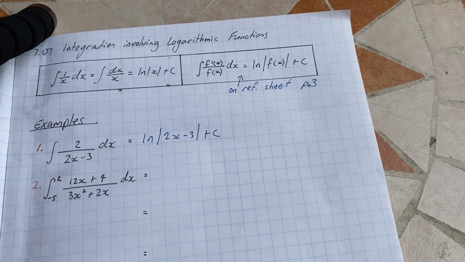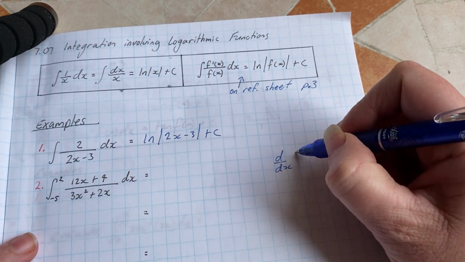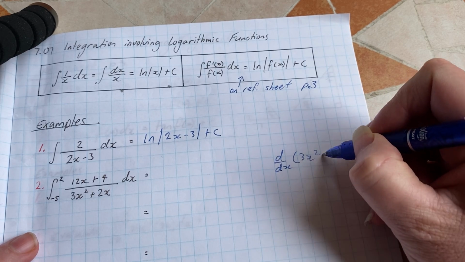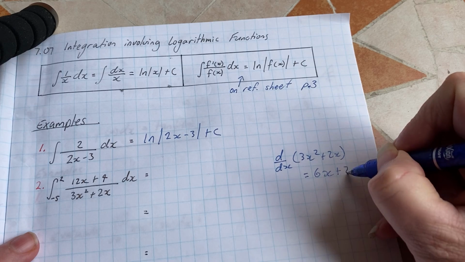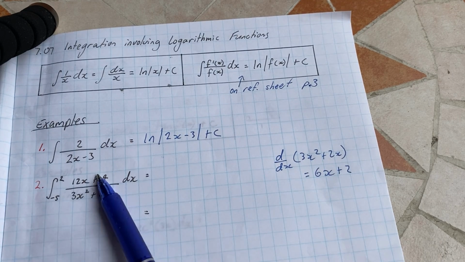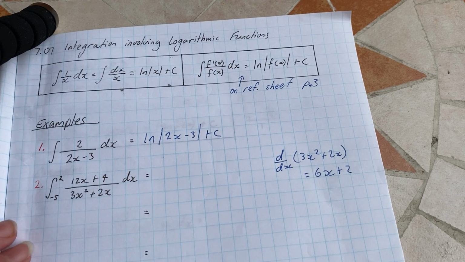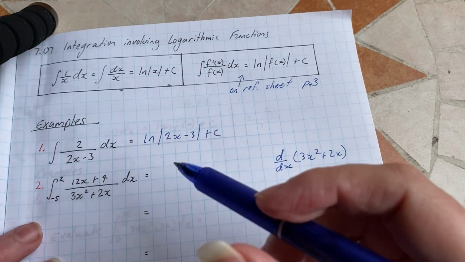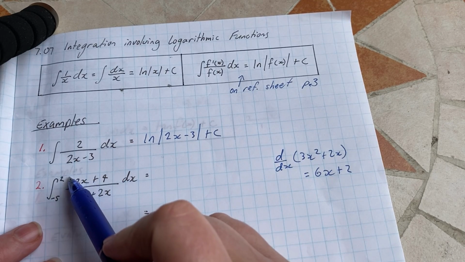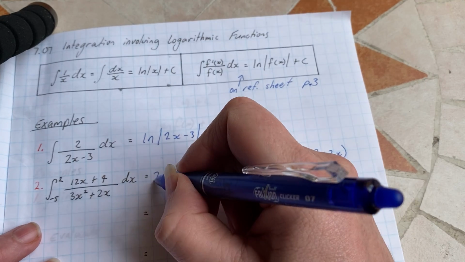Okay, in this second one, let's start by looking at what is the derivative of the denominator. So the derivative of 3x squared plus 2x is equal to 6x plus 2. Now if we compare that with our numerator, we can see the numerator is exactly double that. So if we wanted, we could factorize 2 out of there. When you factorize the 2 out, you could just put it right in front if you want, or you can put it behind the integral sign, which I'm going to do.